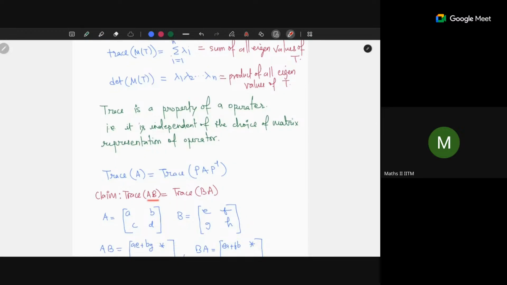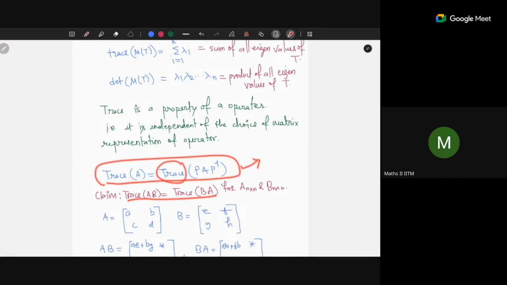Now this is the same as proving that trace of AB is the same as trace of BA. Obviously, in this case, I'm assuming that all of my matrices are square matrices, A and B are n cross n. If I have this relation, then I can easily prove the other relation. And once I have this, I can prove that trace is a property of the operator, not a property of the matrix representation.